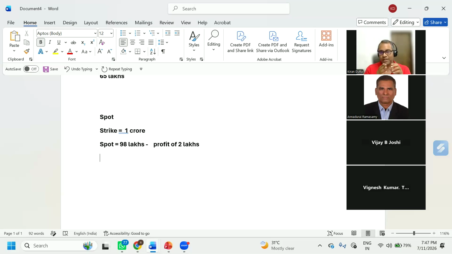For example, the execution changes here. Today the strike price is 1 crore, but the market price is 98 lakhs. If I execute this, will I make money or not? Yes, we will make 2 lakhs. Clear? How can you make money of 2 lakhs, sir? The price is 1 crore.